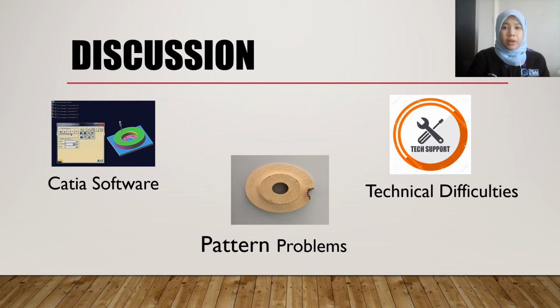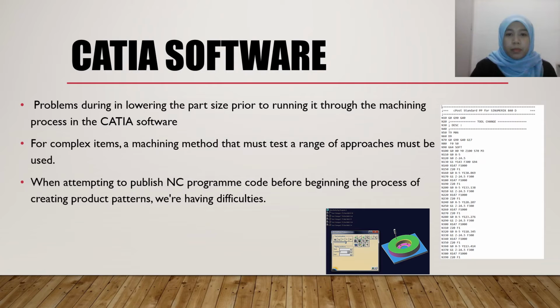So, I will continue to explain the discussion. Overall, in making this project, we faced a few obstacles, which are CATIA software, pattern problems, and technical difficulties. For the CATIA software, the most notable issue was lowering the part size before running it through the machining process in CATIA, and for a complex item, a range of machining approaches must be tested. This became a problem because no one in our group was good at adjusting the scale of the part size. To overcome this, we met with our lecturer, Sir Shafiq, to help us solve it. Other than that, we were attempting to write NC code before beginning to create the product pattern, and we had difficulties due to errors in the NC code.